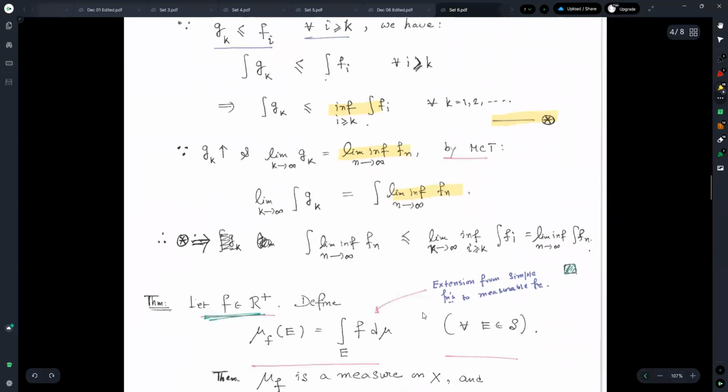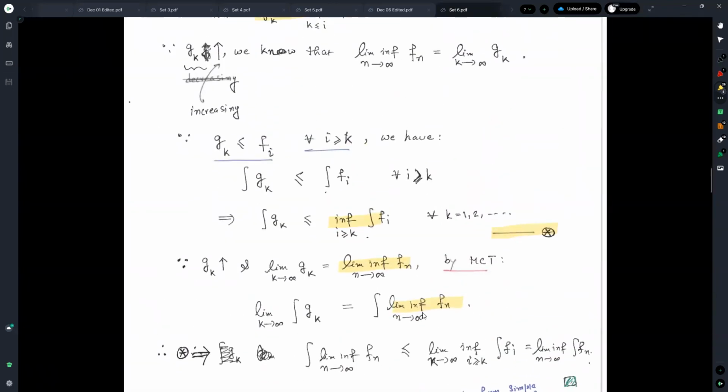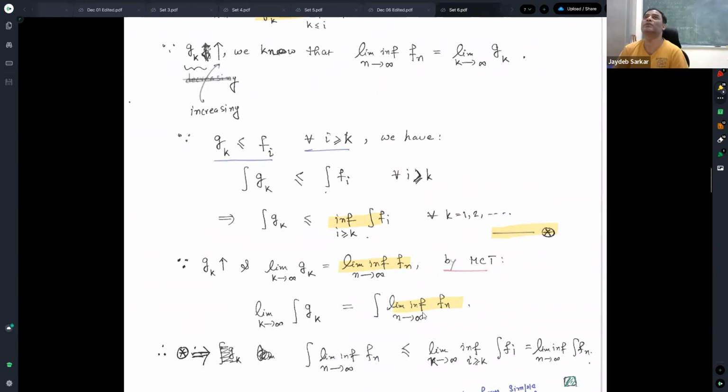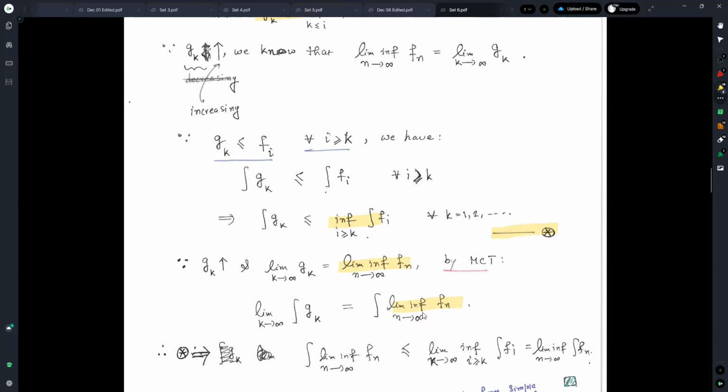All right. Is there a similar result for a sequence of non-negative measurable functions in the case of lim sup?